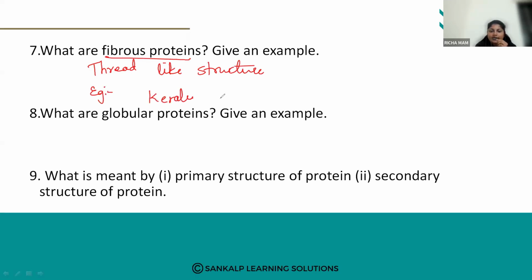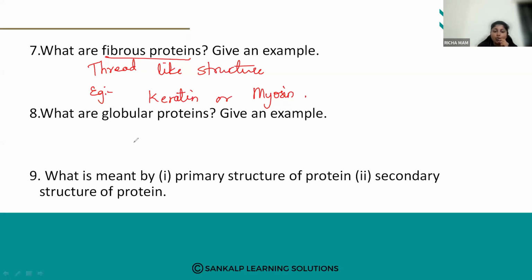Example, keratin or myosin. So what are fibrous proteins? Proteins having thread-like structure are the fibrous proteins. Example is keratin or myosin. So remember the examples, very important.